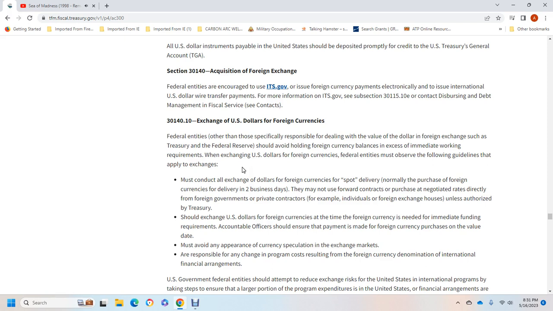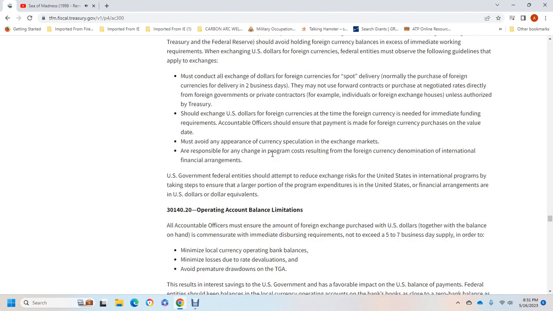and any of the appearance of the currency speculation with the exchange market area responsible in any exchange program across resulting in the foreign currency the denomination of the international financial agreement. U.S. government and federal entities should attempt to reduce the exchange rates at the risk of the United States for the international program to take the step within a large portion of the program to expand for the United States financial arrangement of the U.S. dollar and dollar equivalents.